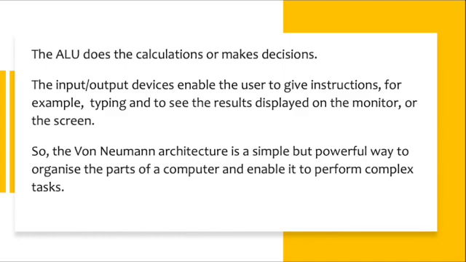The input-output devices enable the user to give instructions, for example, typing, and see the results on the monitor or the screen. So, the von Neumann architecture is a simple but powerful way to organize the parts of a computer and enable it to perform complex tasks.